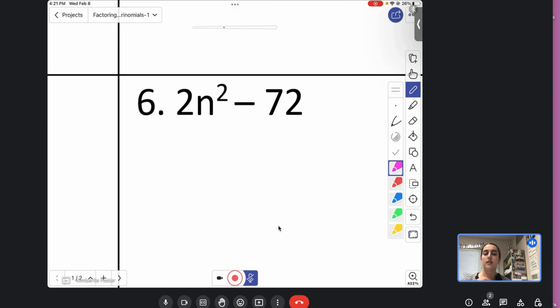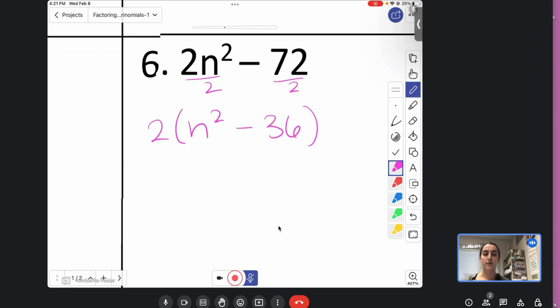Looking at 6, just like before, the first thing we should look for is a GCF. 2 is not a perfect square. 72 is not a perfect square. This looks like a difference of squares, right? But those two numbers throw me off. Well, I know 2 goes into both of them. So first thing I'm going to do is factor out this 2. So that means I'm dividing everything by 2. So I'm left with n squared, and then 72 over 2 is 36. Now I have a difference of squares.